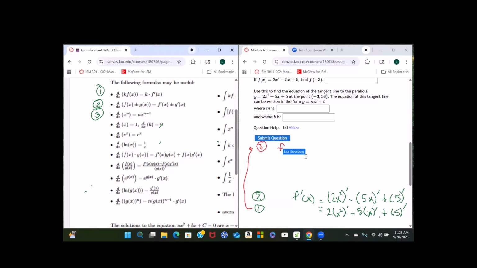I have f prime of x is equal to 2 times, well, now I need the derivative of x squared. See, x to the n power: for x squared, n equals 2. I'm going to write this as the derivative equals 2 times x, and I'm just going to say 2 minus 1 is 1. That's my derivative.